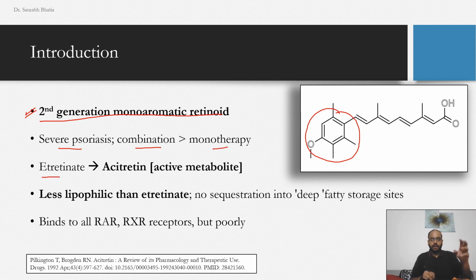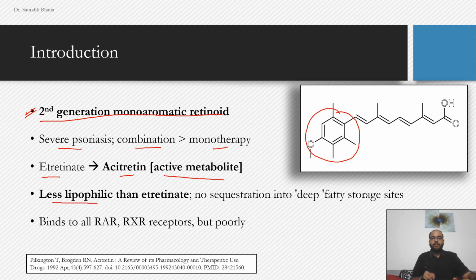Etretinate is a prodrug. Etretinate is the ethyl ester form of acitretin, and when we give etretinate, it gets converted into acitretin, and acitretin becomes the metabolite which is responsible for all the retinoid specific actions. So the active metabolite is acitretin, while etretinate acts as a prodrug. But there is a very crucial difference between etretinate and acitretin.